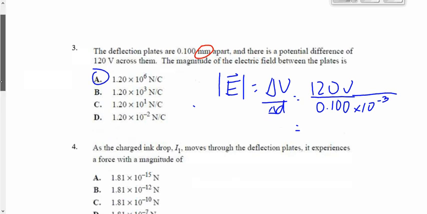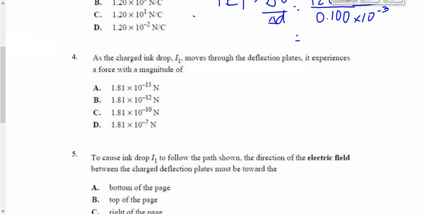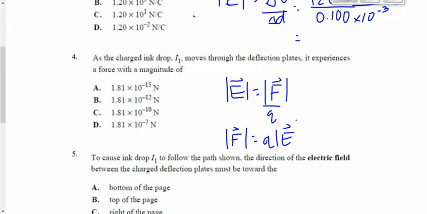Number 4, as the charged ink drop moves through the deflection plates, it experiences a force with a magnitude of... It's still a uniform field, so we're allowed to use 2 equations for a uniform field. We already used one of them, so here we're going to use the other one, the experiencer equation. E is equal to F over Q. We're going to rearrange that and say F is equal to Q times E.